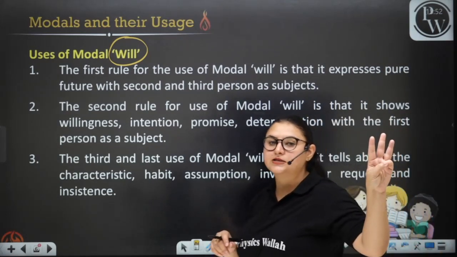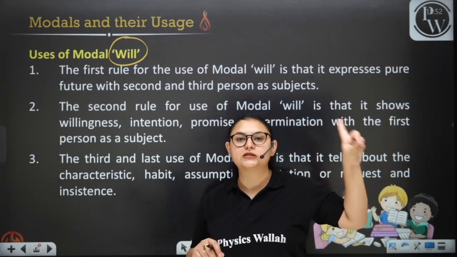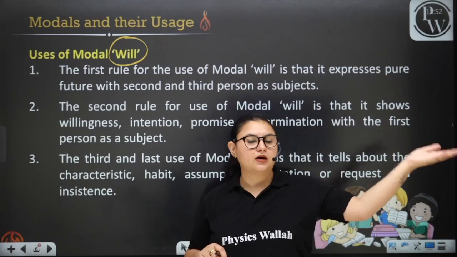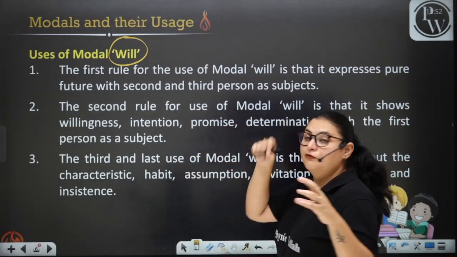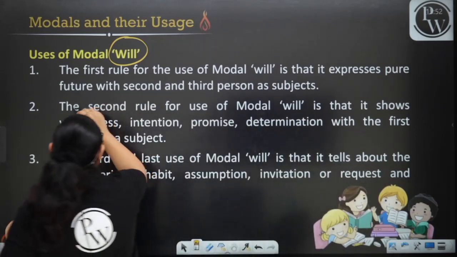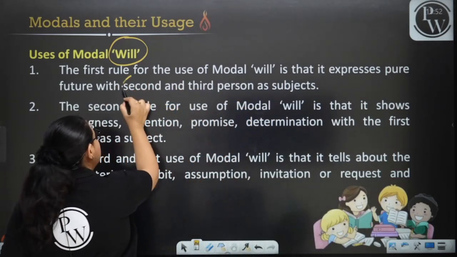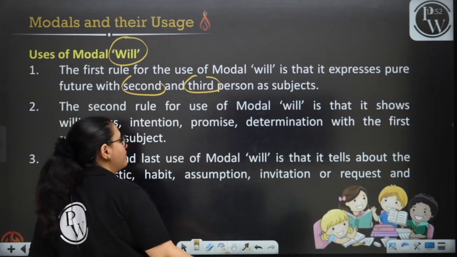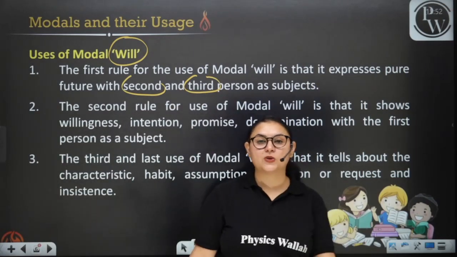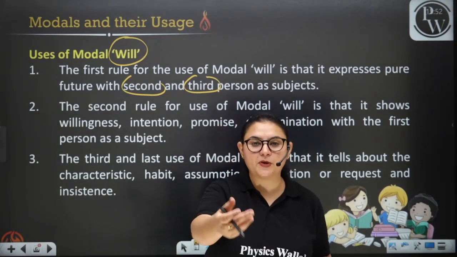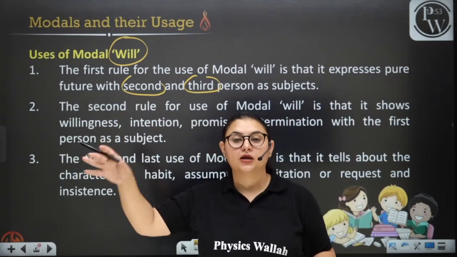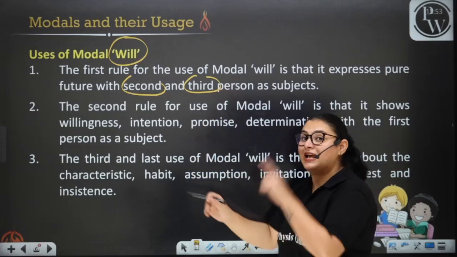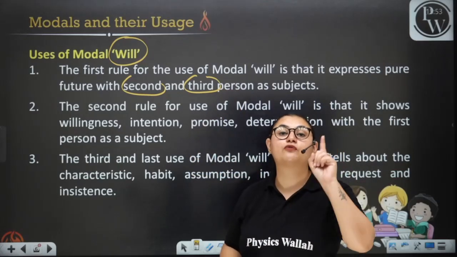Okay, there are three tenses: present, past, and future. We just learned tenses in our last class. Now, when we talk about future, we use will if we have to express pure future with second and third person. I taught you the persons as well. Second person is the one to whom we are speaking, and the third person is a person whom we are talking about. So we use will with those in case of expressing the pure future.